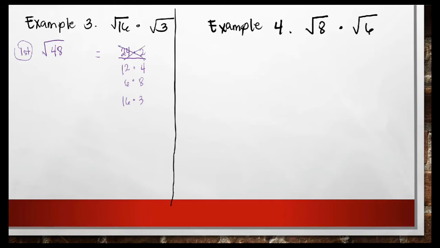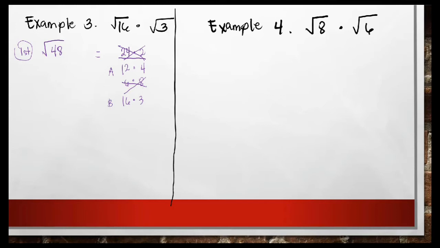Next is 12 and 4, which has a perfect square, which is 4. So, we will not eliminate it. Next, 6 times 8 is also 48, but we don't have a perfect square here, so we can eliminate 6 times 8. And 16 times 3 has a perfect square, therefore, we will not eliminate it. So, the two factors remaining are A, the first factor, and B. Which of the following has the highest perfect square factor of 48?